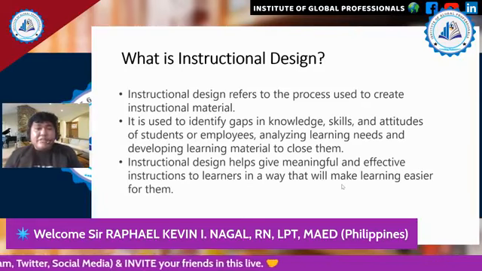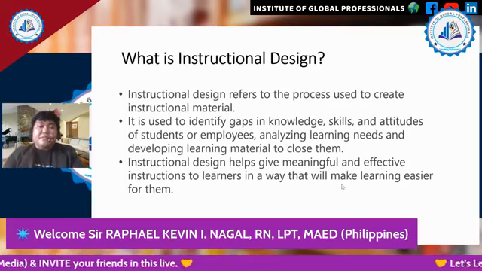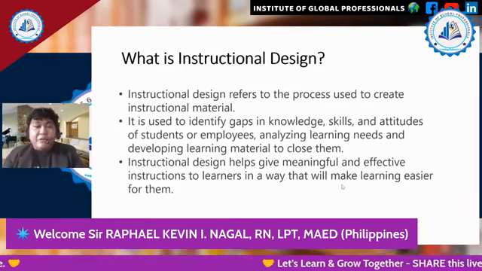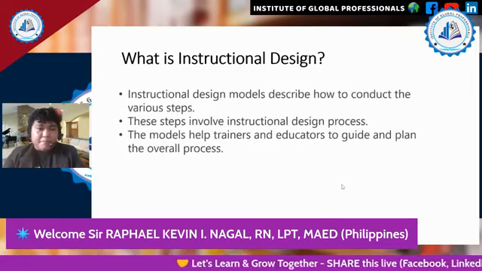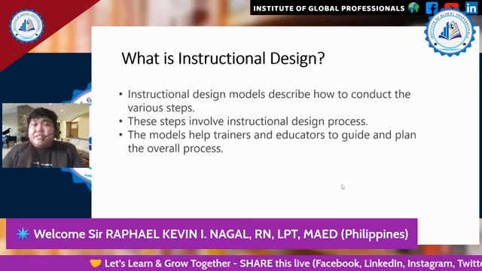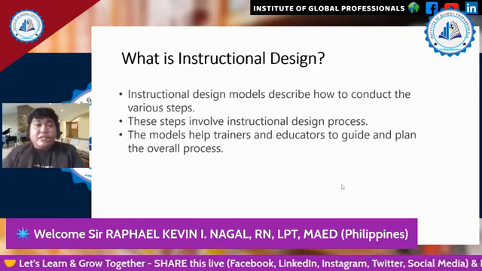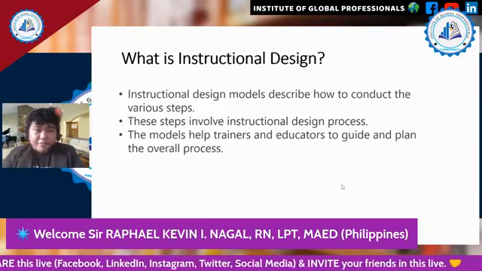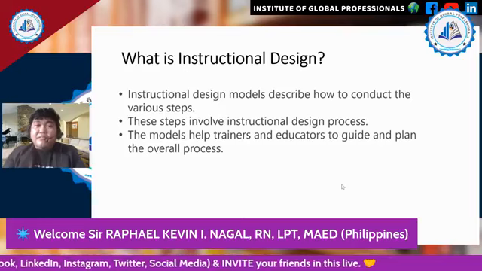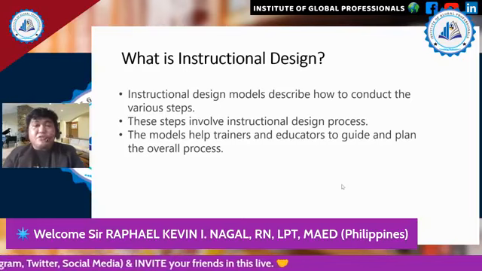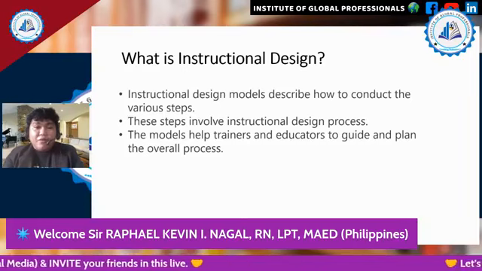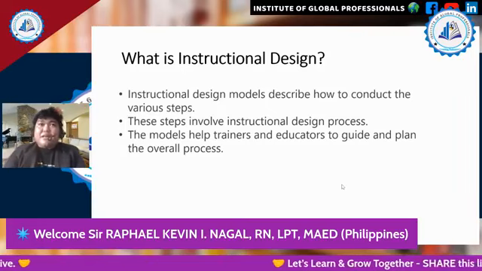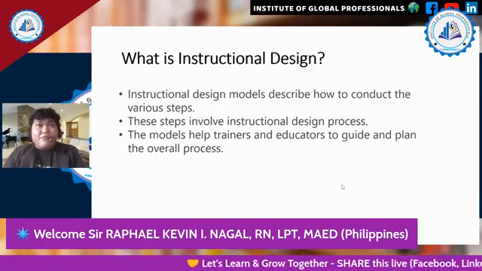Now, instructional design helps give meaningful and effective instructions to learners in a way that will make learning easier for them. Instructional design models describe how to conduct the different steps. These steps involve the instructional design process, and the models help educators and trainers to guide and plan the overall process. If you have noticed, the process is very rigid and vivid.